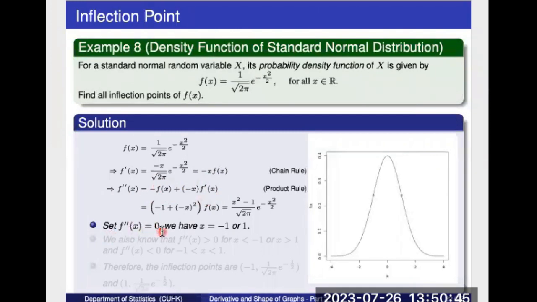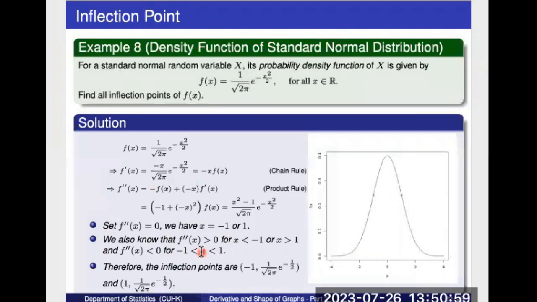Set f double prime of x equals 0, and we have x equals negative 1 or 1. We also know that f double prime of x is greater than 0 for x less than negative 1 or x greater than 1, and f double prime of x is less than 0 for negative 1 less than x less than 1. Therefore, the inflection points are negative 1, 1 over the square root of 2 pi times e to the power of negative 1/2, and 1, 1 over the square root of 2 pi times e to the power of negative 1/2.